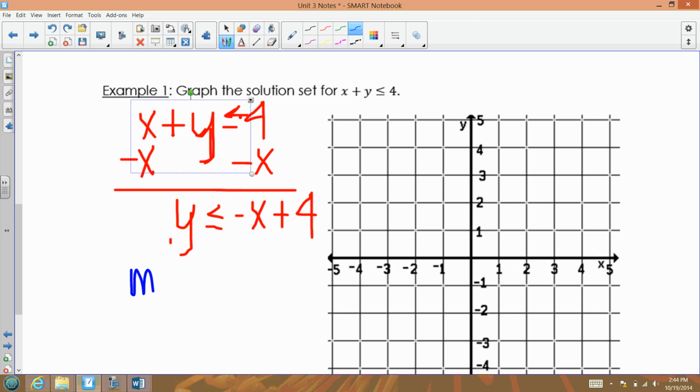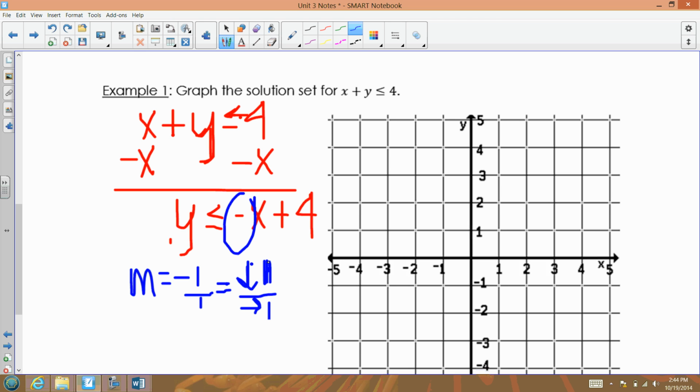So the first thing I'm going to do is I'm going to find the slope. Remember, the slope is always the number in front of x, so it's a -1, which is really like thinking of it as -1 over 1, because if I divide by 1, it won't change. Since this is a negative, that means I'm going to be going down 1, and I'll always start by going to the right.